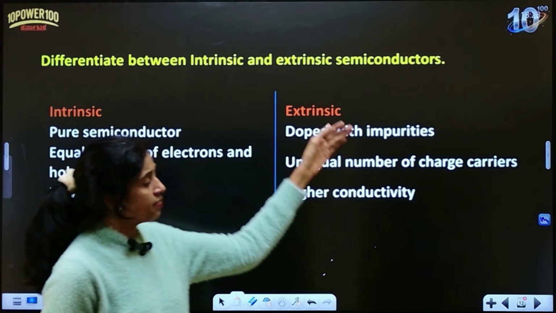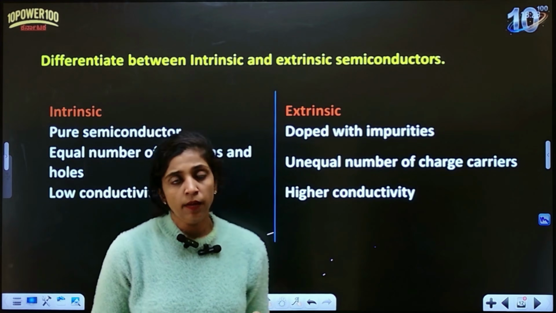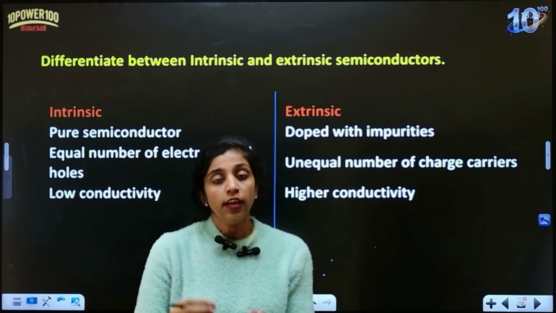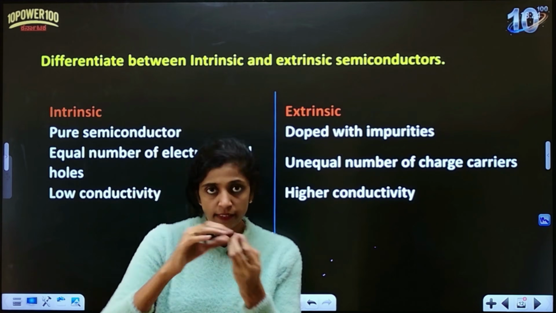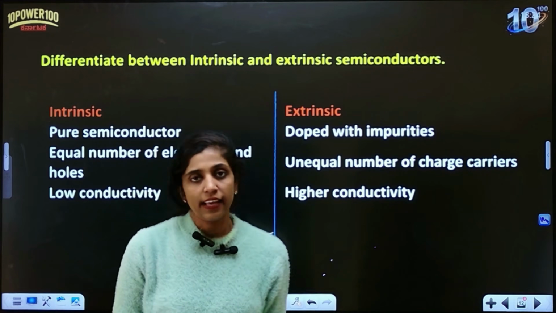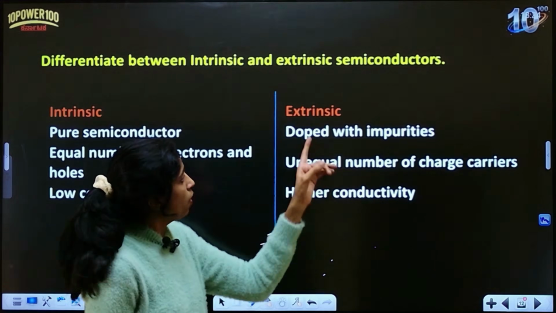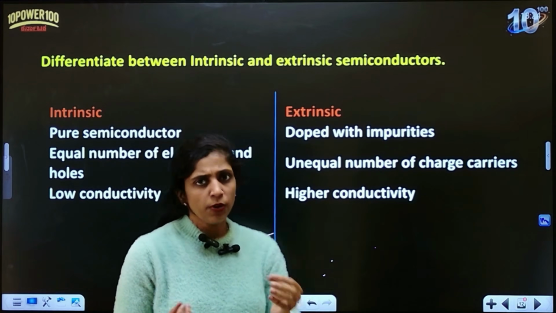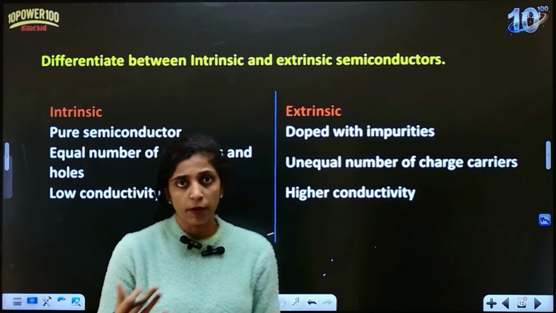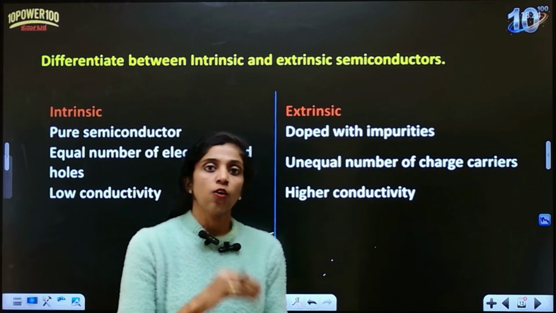Okay, but whereas extrinsic semiconductor is something like you're doping it. Doping means what? Adding impurities. So you will add the impurities to the intrinsic semiconductor. That time, that intrinsic semiconductor becomes the extrinsic semiconductor. Doped with impurities, they are saying. Impurities means what? Like we add a pentavalent impurity, trivalent impurity, you might be knowing that. So adding impurities is called doping.